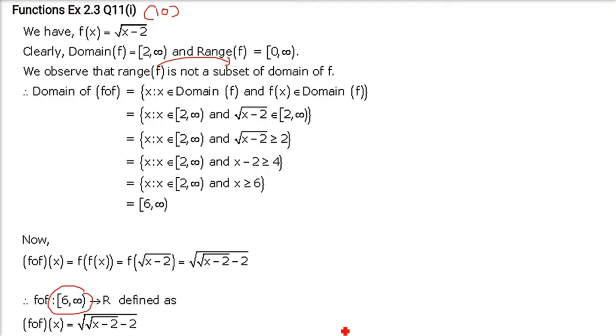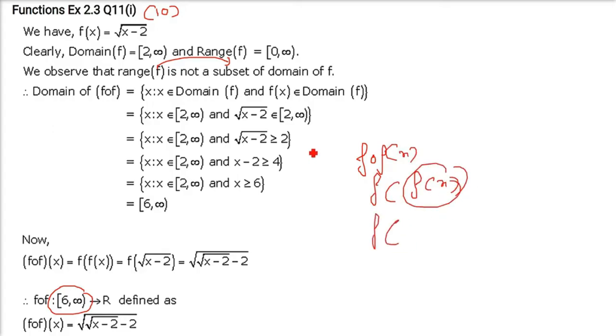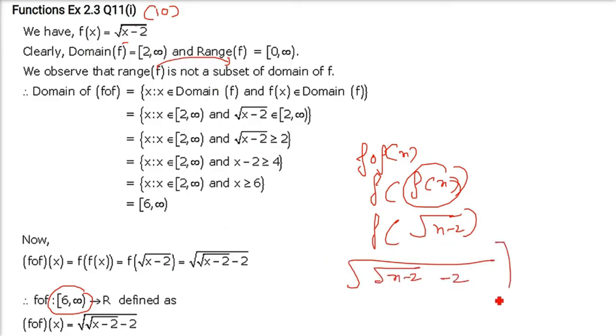So f o f of x is f of f x. So take this under root x minus 2 and put it inside. This x in under root x minus 2 has to be replaced by under root x minus 2. So you have under root, and then under root x minus 2, minus 2. This is your f o f, or f of f x.